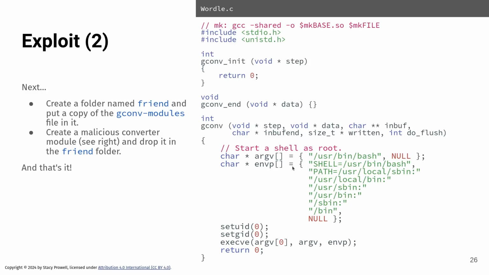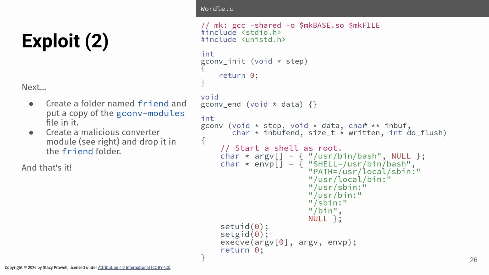Whew, this is a lot going on here. What was that Wordle thing? Well, here it is. If you look over on the right hand side, you'll see my Wordle character converter, which I will have to then compile to a library that can be found. Here's my init, doesn't do anything. Here's my end, doesn't do anything. Here's my convert. I could have put this code in any one of these. It would have been fine, but I put it in convert just because.